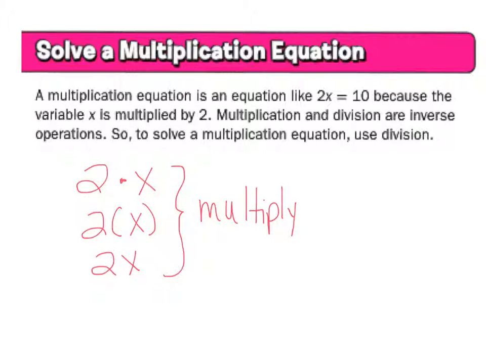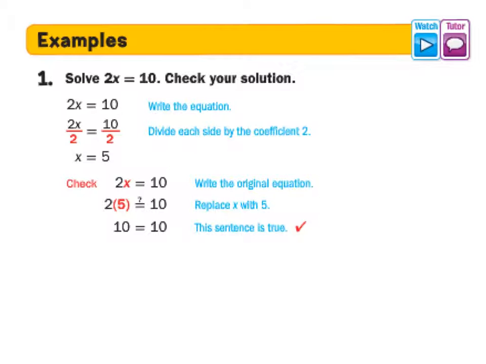Multiplication and division are inverse operations, meaning they are opposites. So in order for us to solve a multiplication equation, we're going to have to undo it using division. So let's go ahead and solve 2x is equal to 10. We're going to start by writing it out.